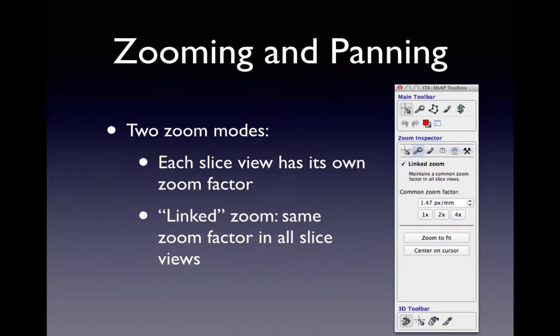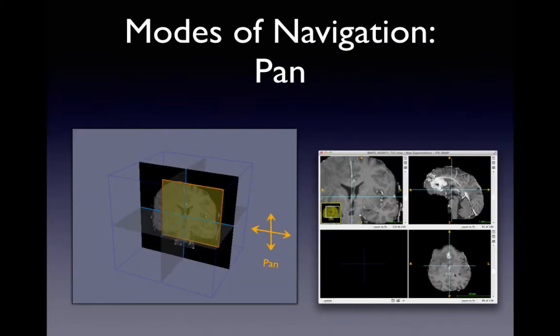Now, while we're on the topic of zooming and panning, there are two ways in which zooming and panning can be changed. One mode is when each slice view, each one of these three slice views, has its own zoom factor.